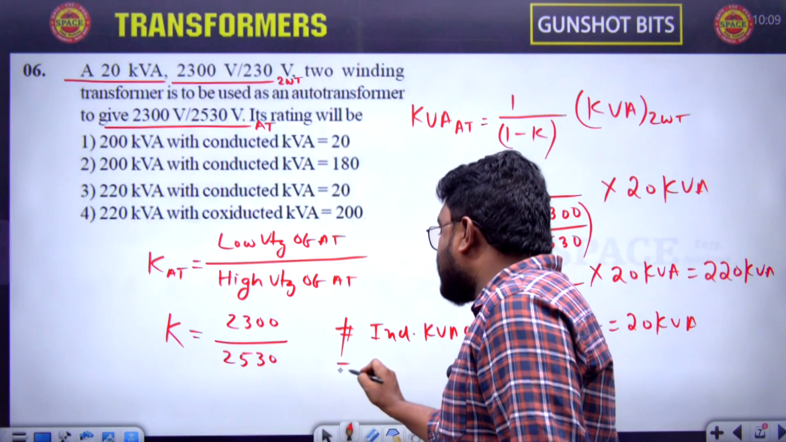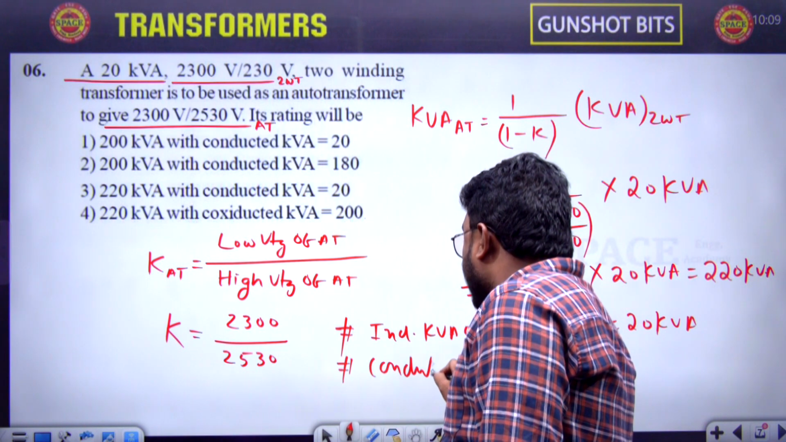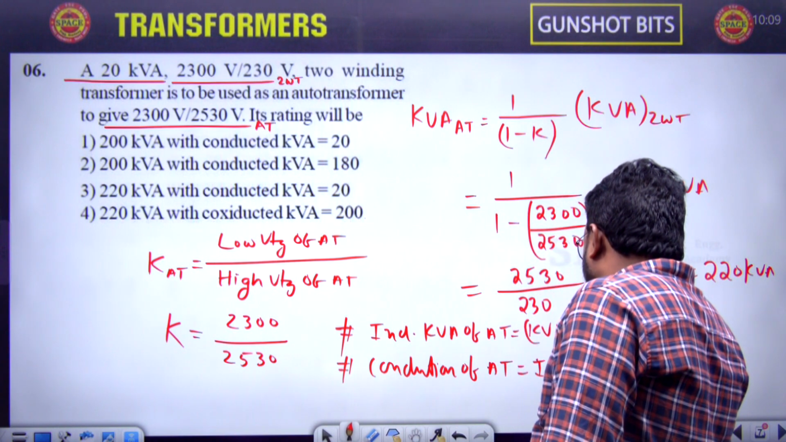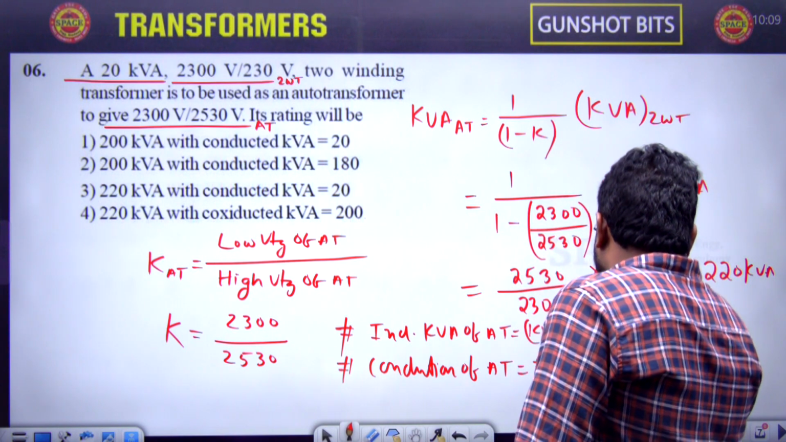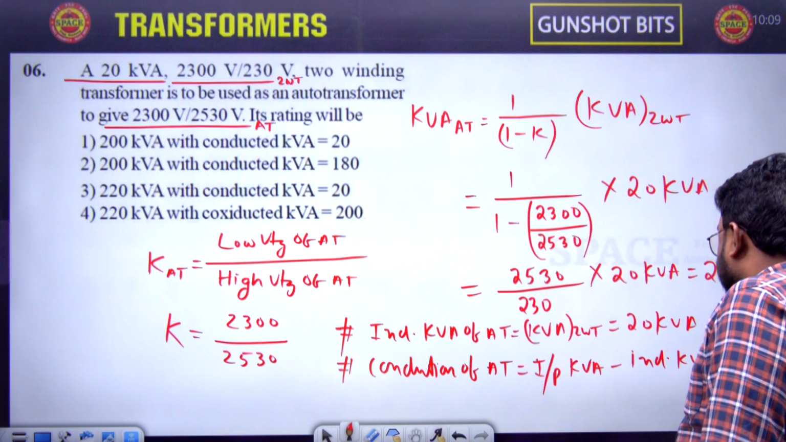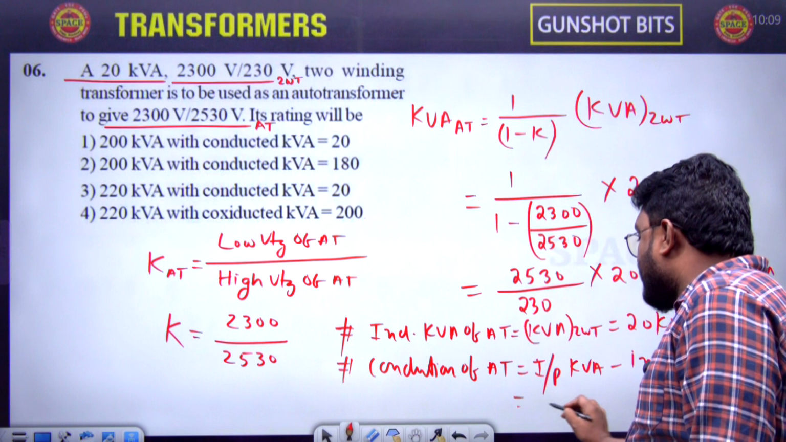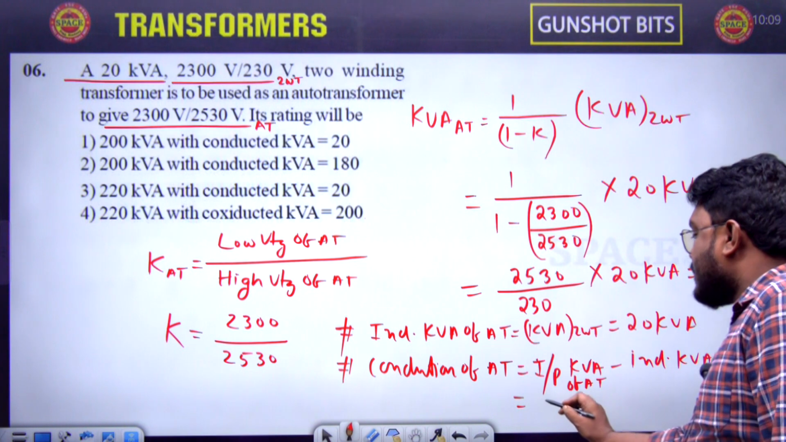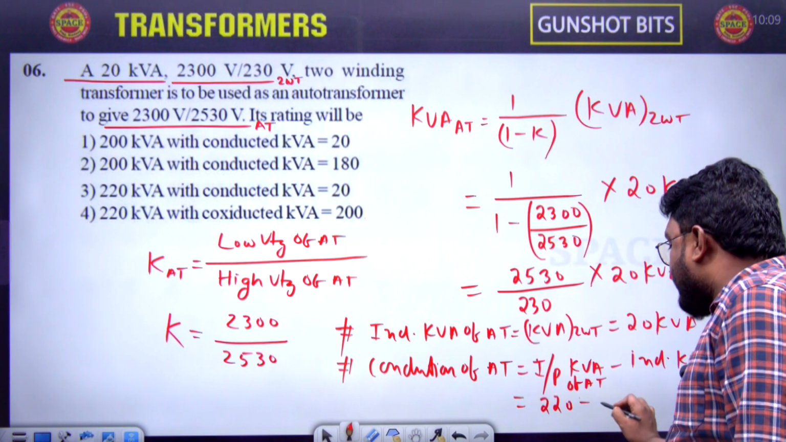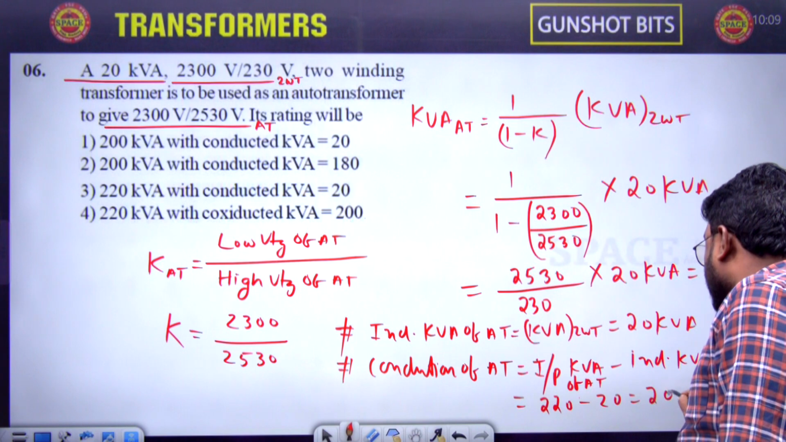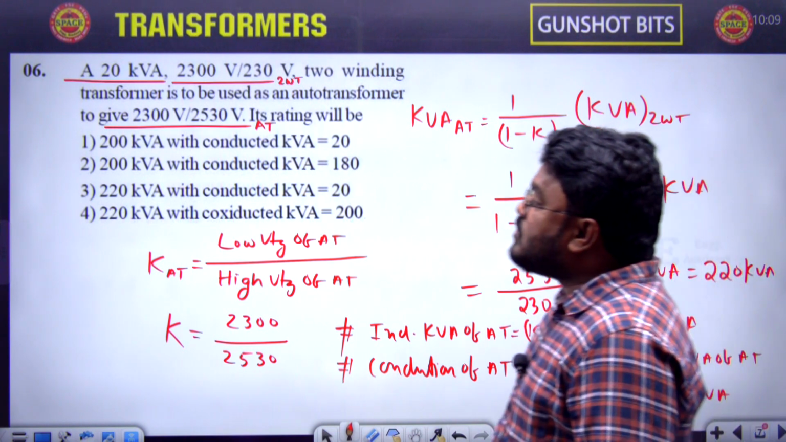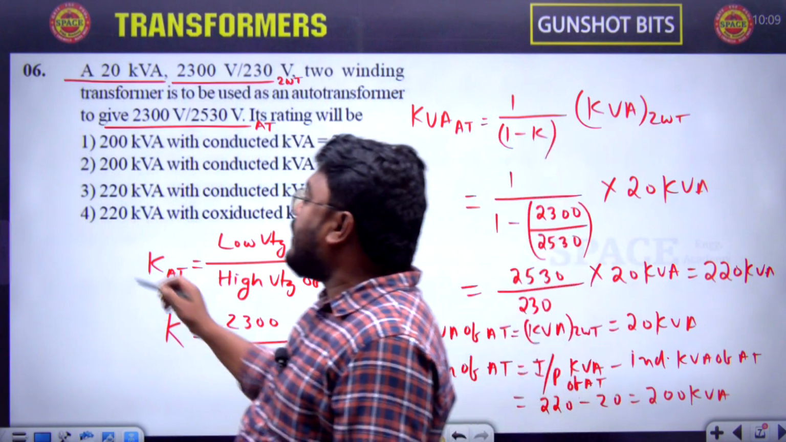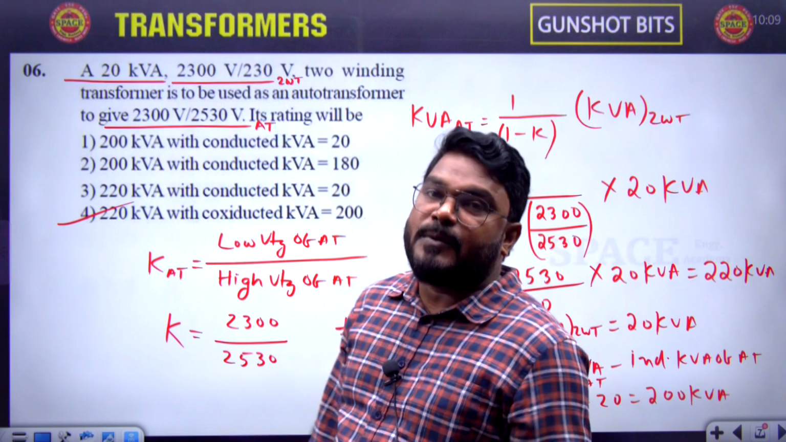So how do we get the conduction kVA? The conduction kVA of the auto transformer is equal to the input kVA or kVA rating of the auto transformer minus the induction kVA. So 220 kVA minus 20 kVA is equal to 200 kVA. So what is the answer for this question? The input is 220 kVA, and the conduction kVA is equal to 200. So option 4 is correct for this question.